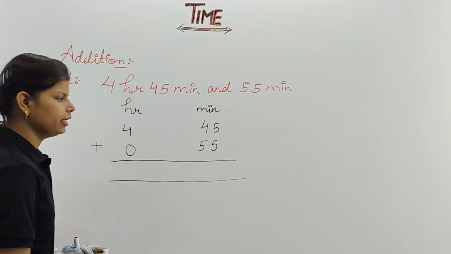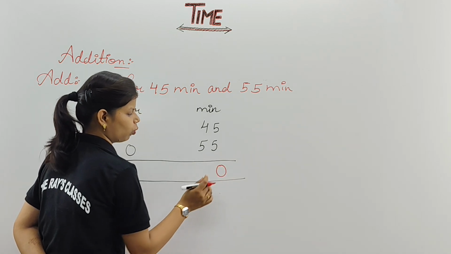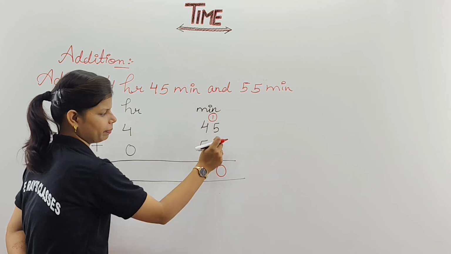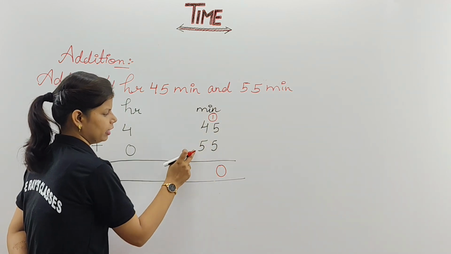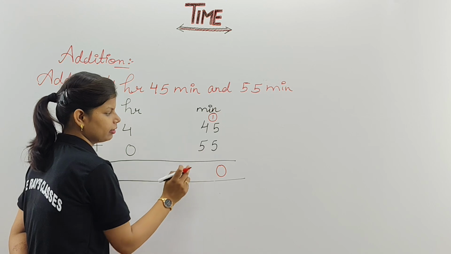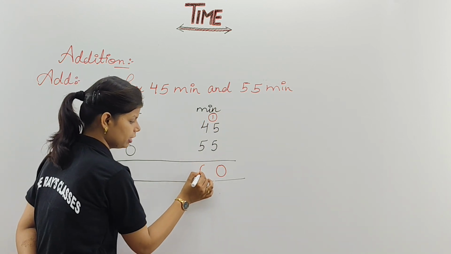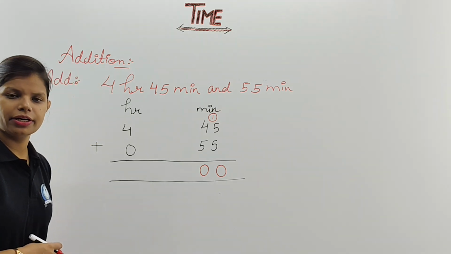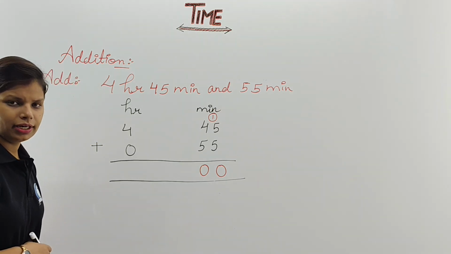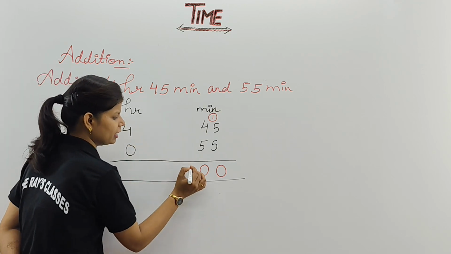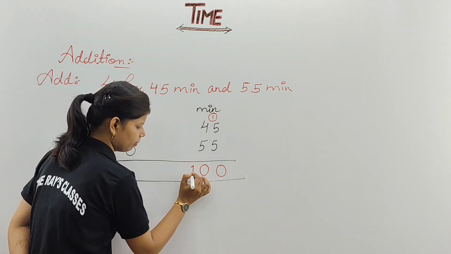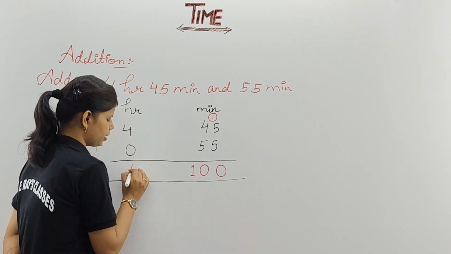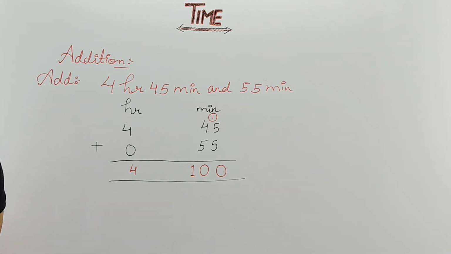5 plus 5 we are getting 0. Carry will be your 1. 4 plus 9, we are having 9. 9 plus 1 we are having 10. What is the leftover carry over here? Do you have any idea? Okay. Now I am going to write it all. Whatever the number I get, I will write it here. 100. Here the answer is 100 and here you are getting 4 hours 100 minutes.